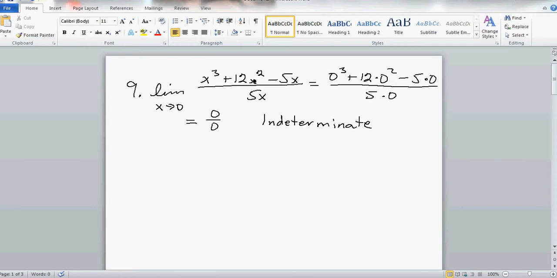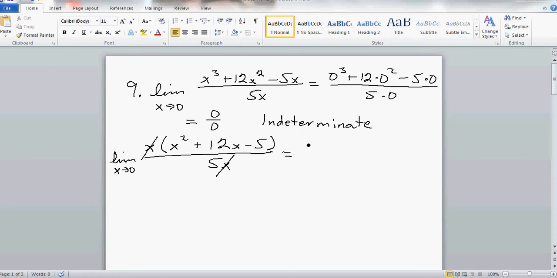So the first thing I'm going to look at is this original problem. I could factor out an x up here. So I can factor out x and be left with x squared plus 12x minus 5 all over 5x. And notice now that I can cancel out the 5x's there. Now realize we still haven't taken the limit yet, so this is actually the limit as x approaches 0 of this whole thing. But now we have a little bit simpler problem. So now let's try a substitution.